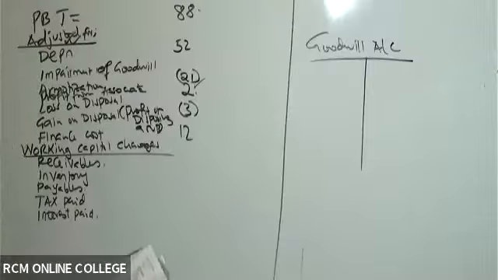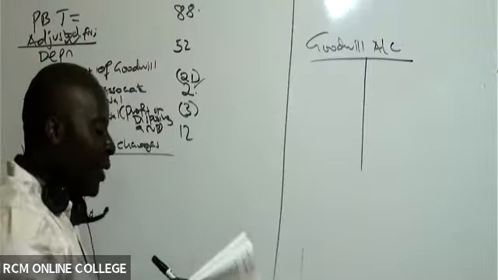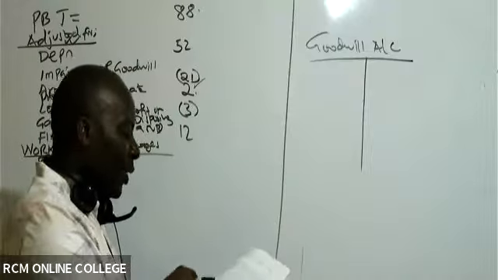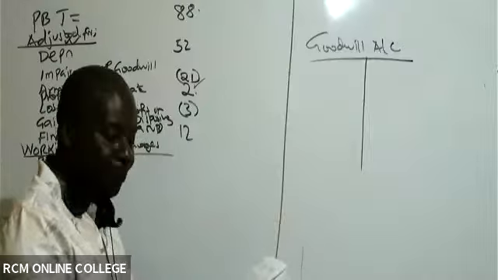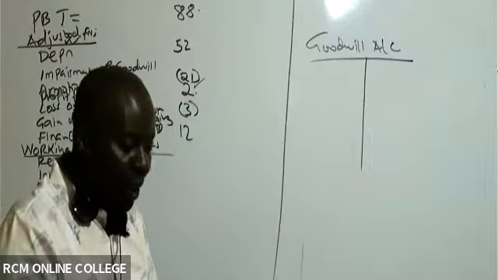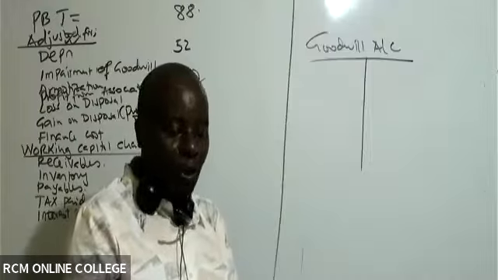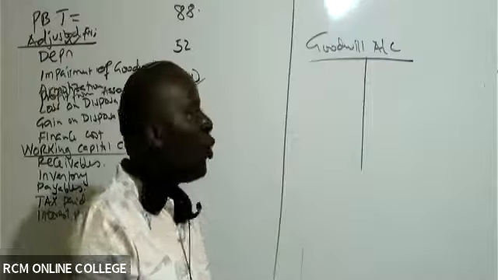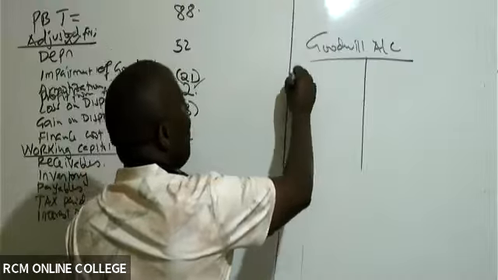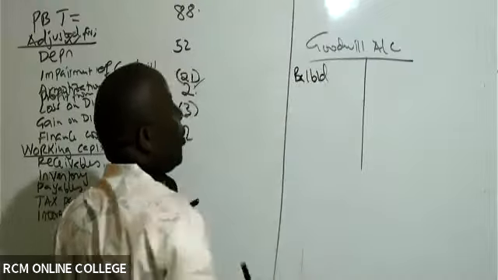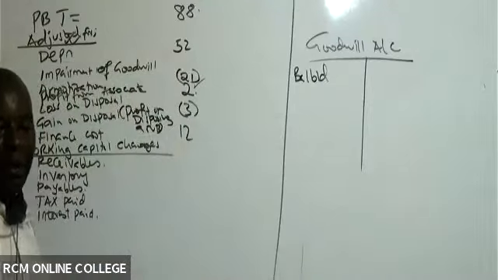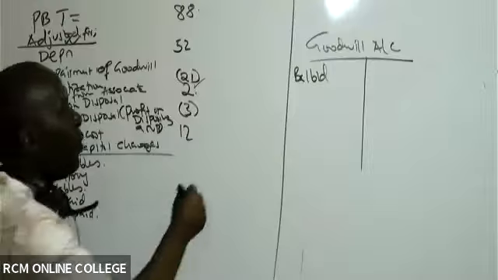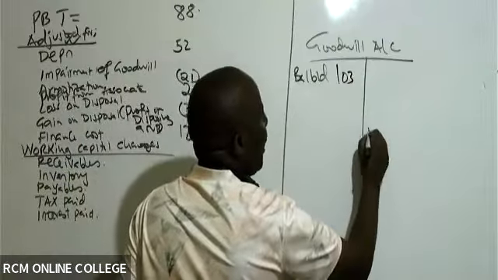Remember, goodwill is under non-current assets. Under non-current assets, is there somebody who is able to see goodwill? Remember, 2021 is the initial year given, so 2021 shall be our balance brought down. How much do we have there for goodwill? I'm being given 103. This is balance brought down.